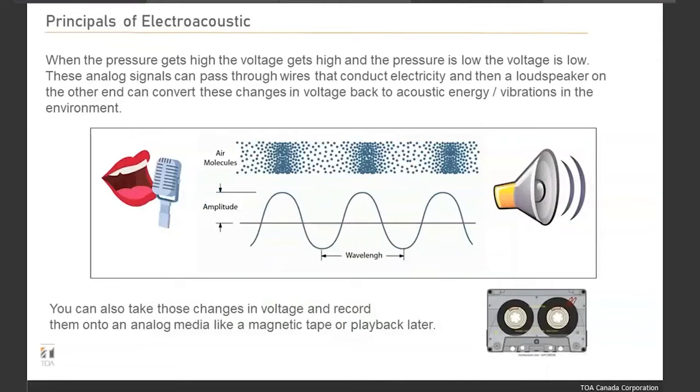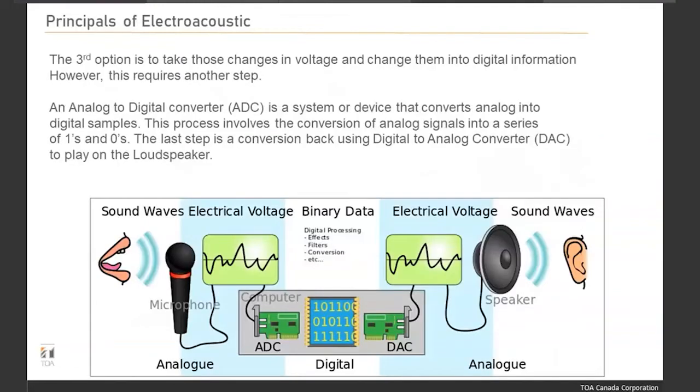These analog signals can pass through wires that conduct electricity, and then a loudspeaker on the other end can convert these changes in voltage back into acoustic energy and vibrations in the environment. You can also take those changes in voltage and record them onto analog media, like a magnetic tape, for example, and play back later. The third option is to take those changes in voltage and change them into digital information, but that requires another step.